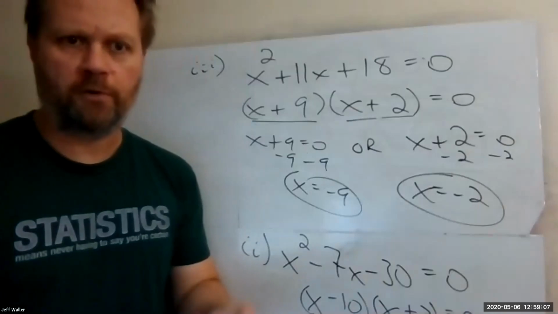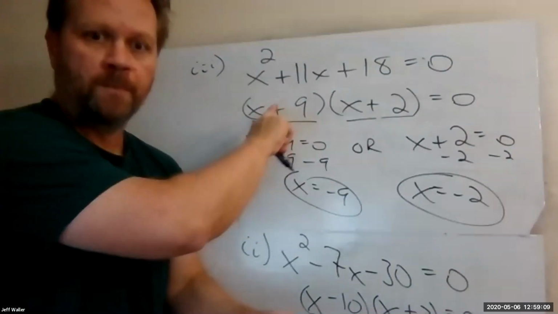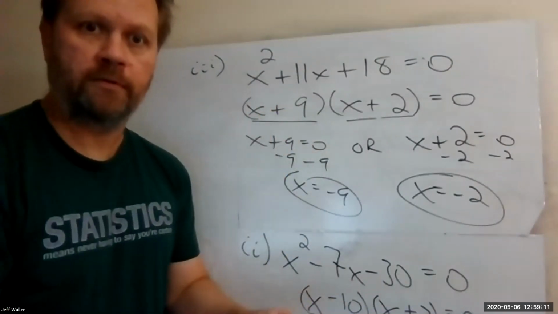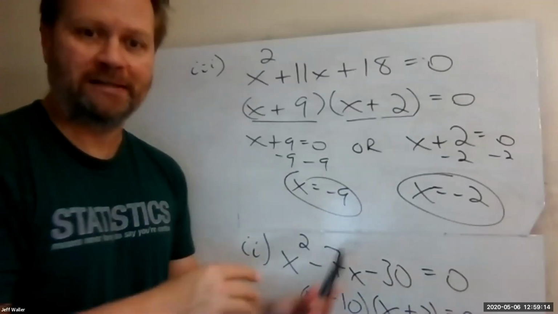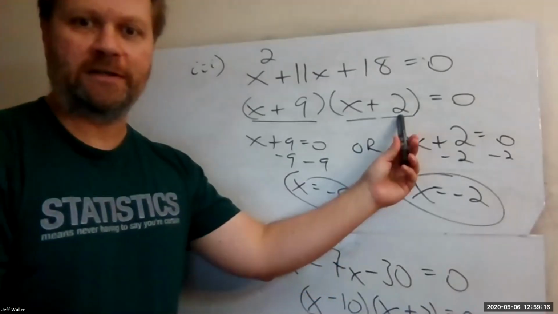Because some of you guys should get to the point where you don't even have to do this work. What plus 9 is 0? The opposite of 9, negative 9. See how that's the answer. What plus 2 is 0? Negative 2.